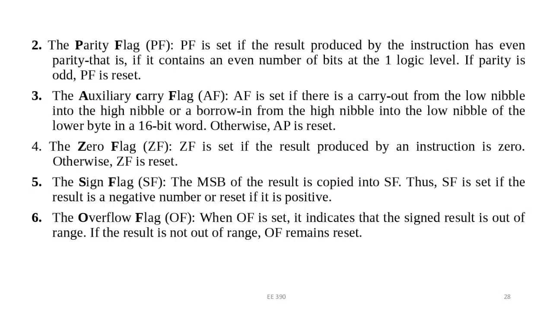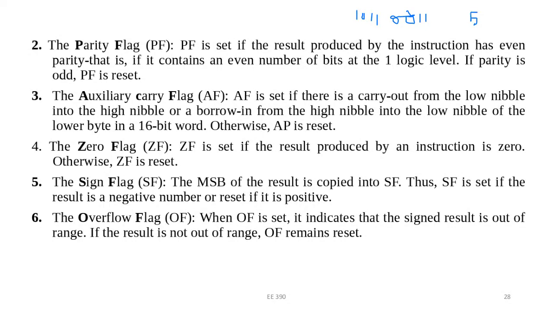Okay, what about the parity flag? The parity flag says if the result produced by the instruction has an even parity. For example, 8-bit, 1 byte, 1 0 1 1 0 0 1 1. So this is the result. Look at here, how many 1s are there? 1 2 3 4 5. So 5 ones, so it is an odd number.